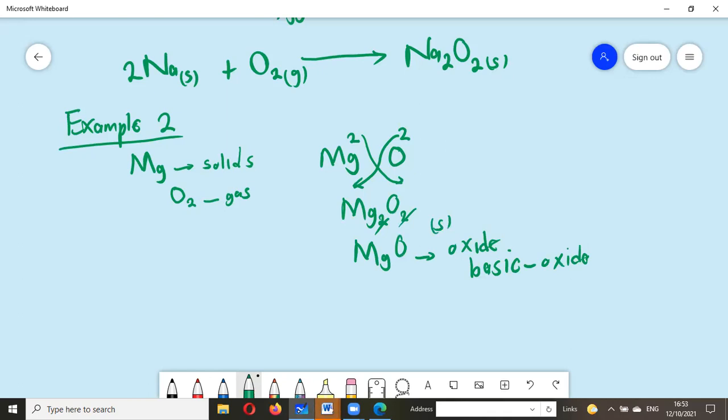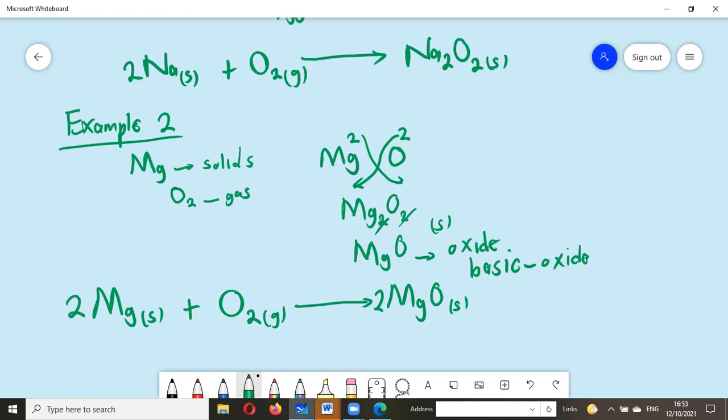Therefore, we shall have magnesium, Mg, solid, that's the state symbol, plus oxygen gas, giving us magnesium oxide, which is also what? A solid. Now, is it balanced? No. So how do you balance that one? We put 2 on magnesium and 2 on magnesium oxide.